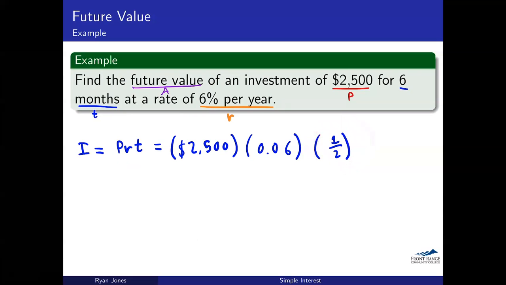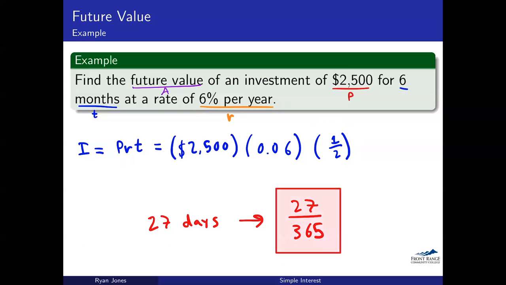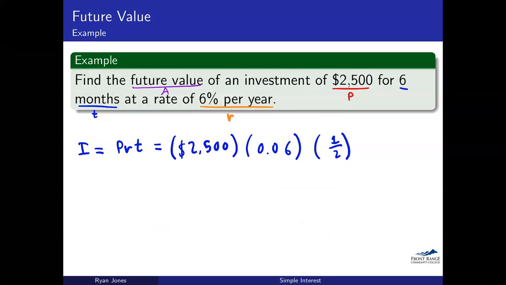So because it's 6 months, I would put 1/2. If I said it was 27 days for the length of time, you would want to say that in terms of years it was 27 over 365, because that's 27 days out of 365 days in a year. That's the amount of years that we would be talking about, 27 over 365. But we'll get into more examples of that later. So we've almost calculated our interest here. If we actually multiply this all out, we get $75, and so that's our interest.